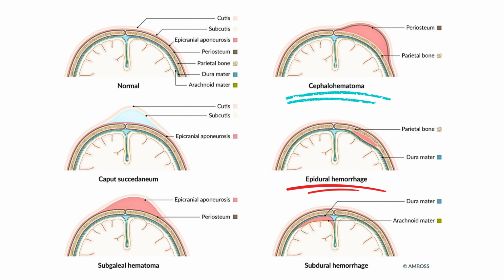Outside the outer table of the cranial vault, there is cephalohematoma, which is associated with scalp injuries, and a hematoma just below the inner table of the cranial vault is epidural hematoma, which is a part of intracranial hemorrhage.